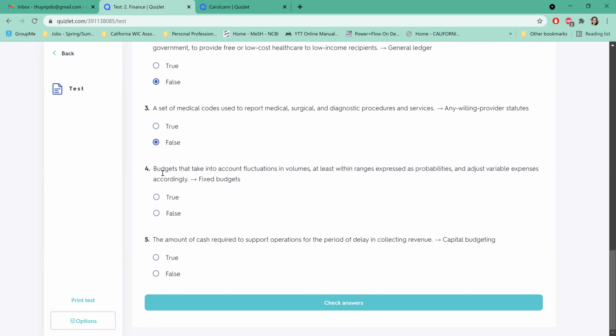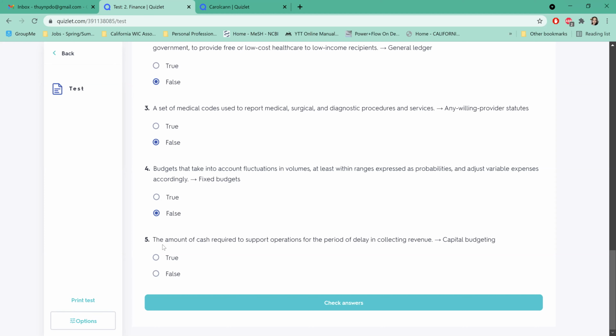Budgets that take into account fluctuations in volume, at least within ranges expressed as probabilities, and adjust variable expenses accordingly. Is that fixed budgets, true or false? More F, Foxtrot, false. Yeah, some keywords there.